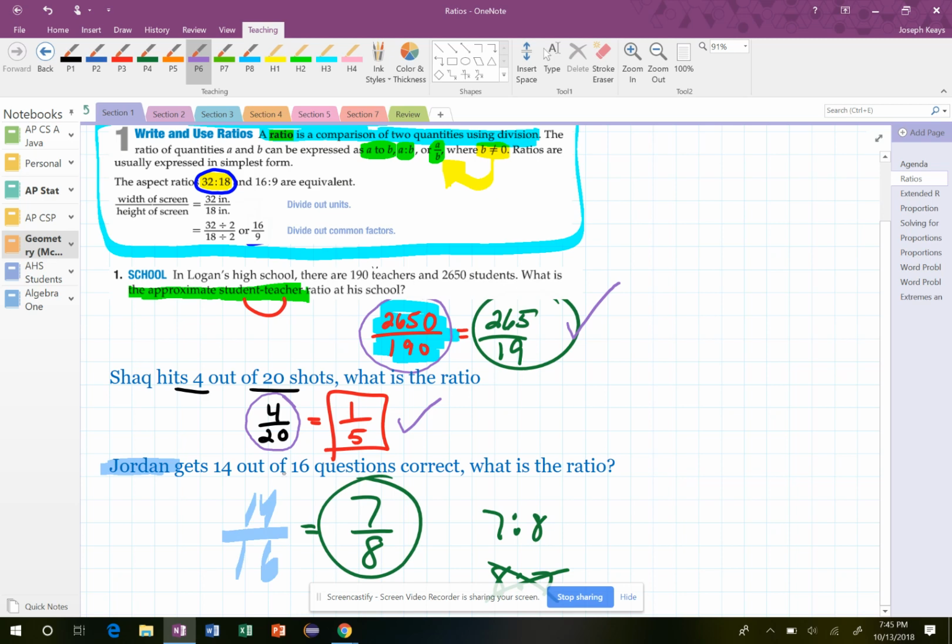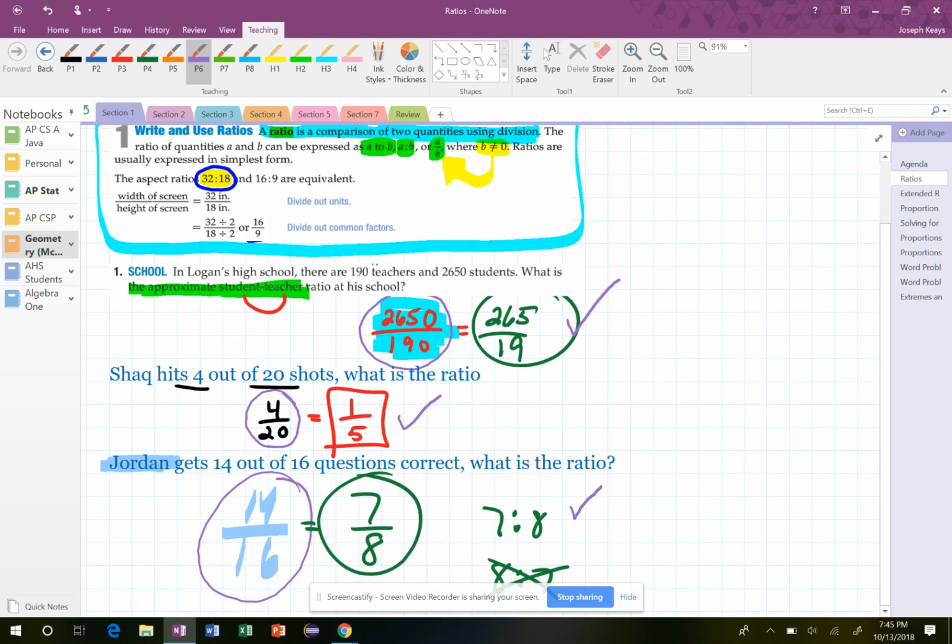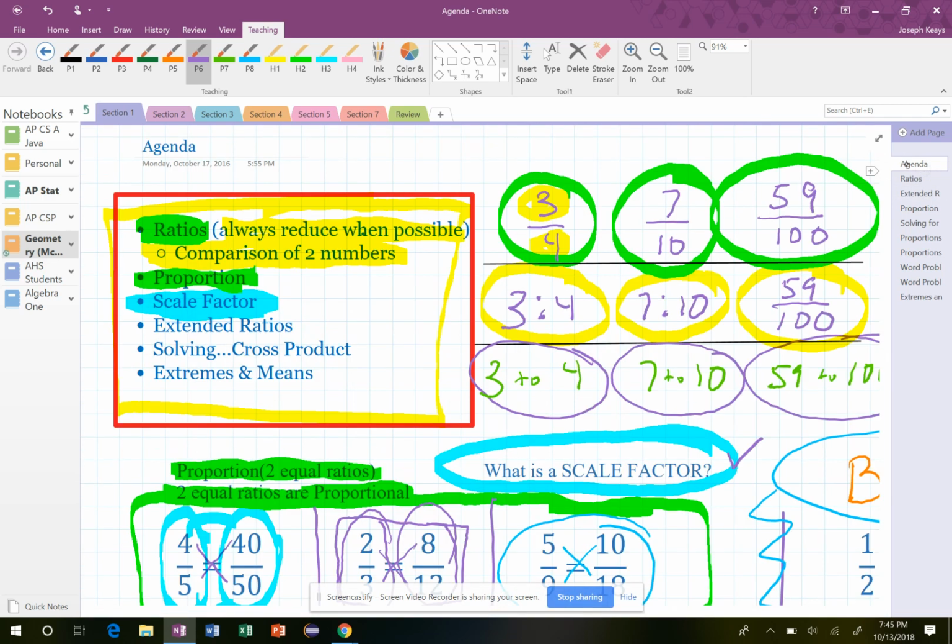This last one in here, Jordan gets 14 out of 16 problems right. Notice that's not reduced. 7 over 8 is reduced down. Keep in mind, you can always write it like that, 7:8. However, you can't write it 8:7. So the numerator ends up being the first number here in this format, and the denominator ends up being the second number.